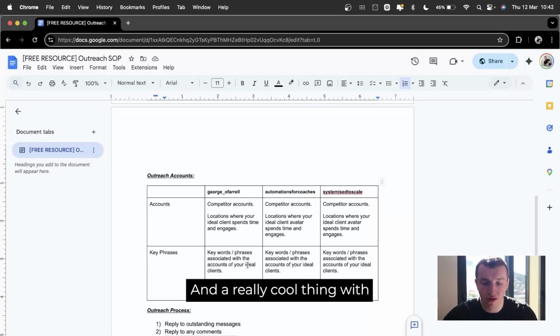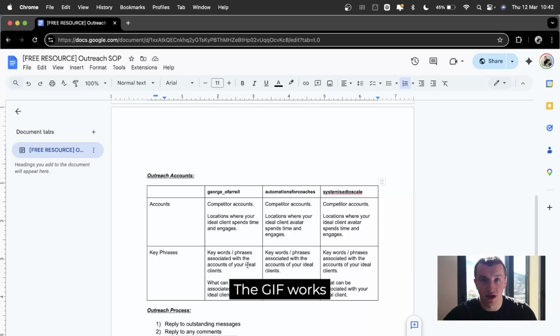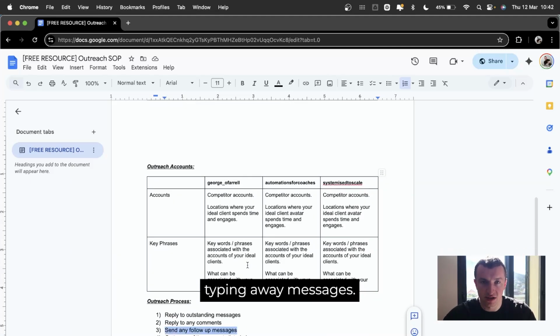And a really cool thing with this is if you do a 3-step follow-up process where you send your first message, and if they don't reply, you follow up again, then that third message is a GIF. A GIF works incredibly well if it's a funny GIF because it creates emotion. People see that you're a real person rather than just a robot typing away messages.